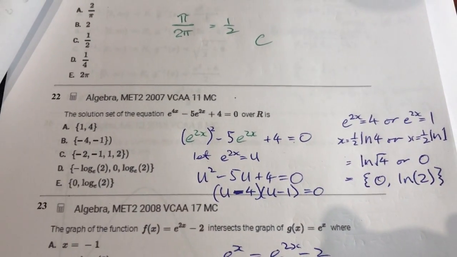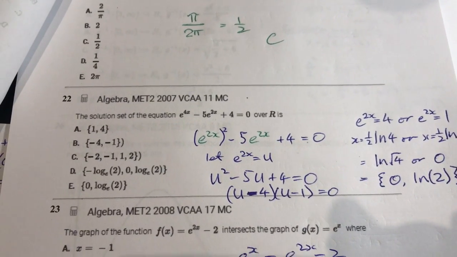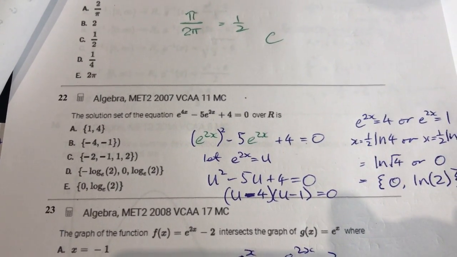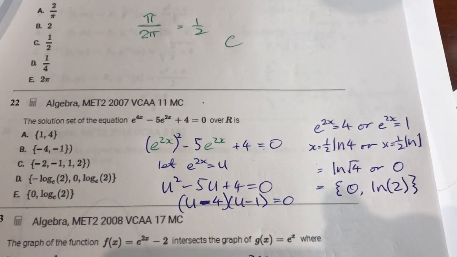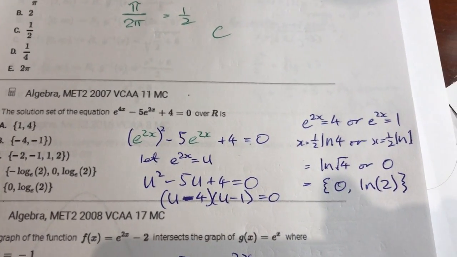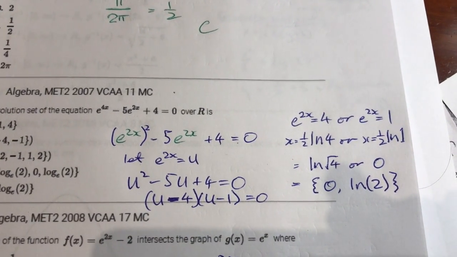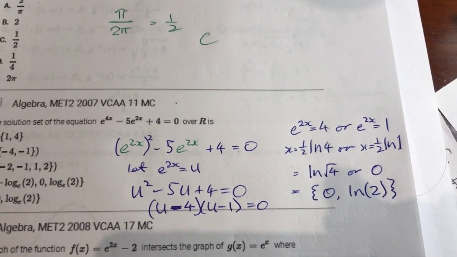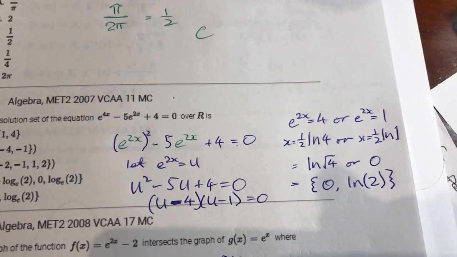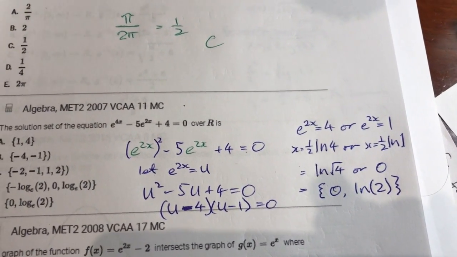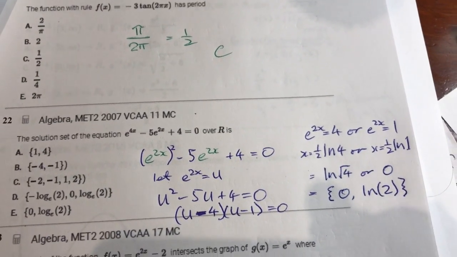Question 22. Hopefully you spotted that you could write e to the 4x as e to the 2x squared. Now it becomes a quadratic. We solve the quadratic and then replace u with our e to the 2x again, solve for x. Correct answer is E.